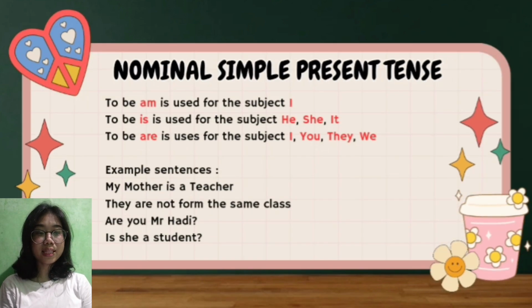Nominal simple present tense. To be am is used for the subject I. To be is is used for the subjects he, she, it. To be are is used for the subjects you, they, we. Example sentences: My mother is a teacher. They are not from the same class. Are you Mr. Hadi? Is she a student?